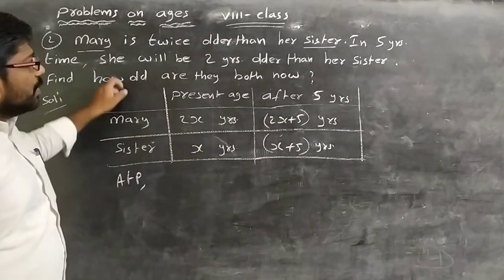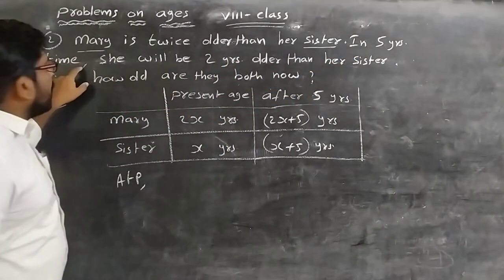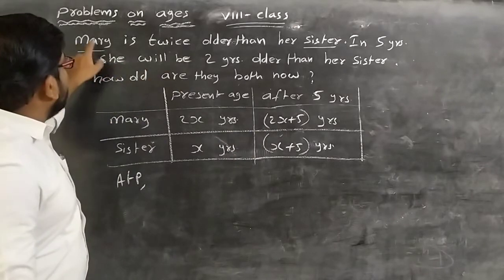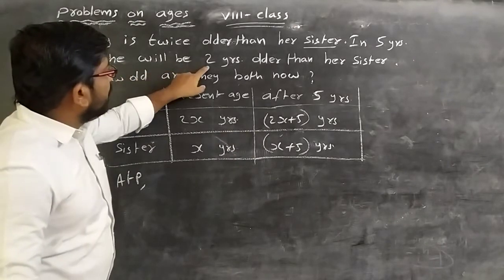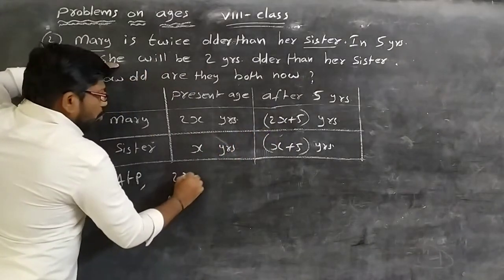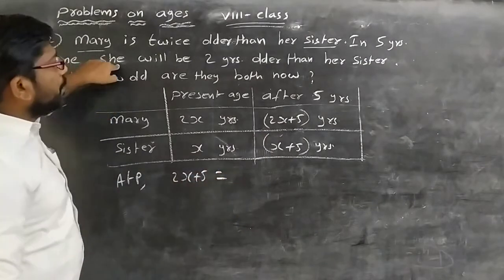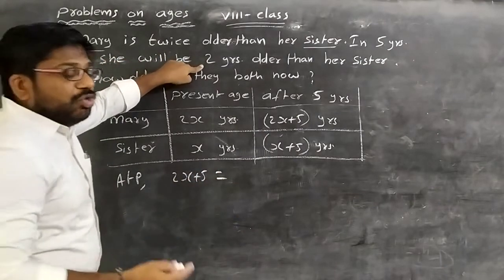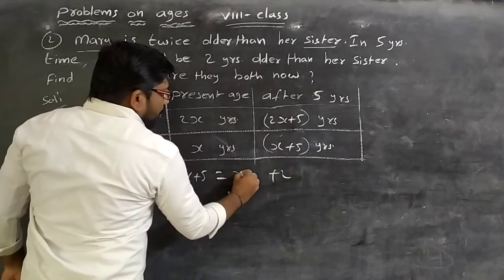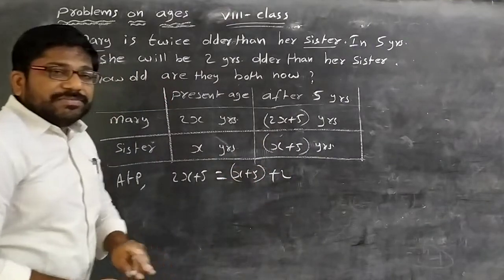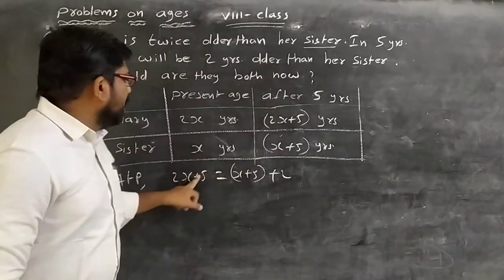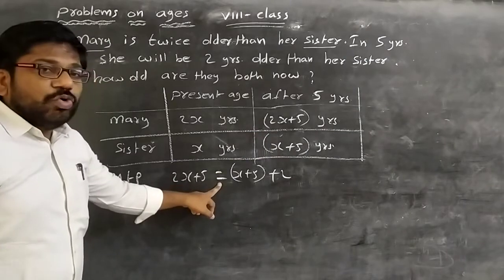According to the problem, in 5 years' time, she, meaning Mary, Mary's age after 5 years is 2x plus 5. 2x plus 5 will be equal to 2 years older than her sister. Her sister is x plus 5. So according to the problem, after 5 years, Mary's age will be 2 years older, that means plus 2.